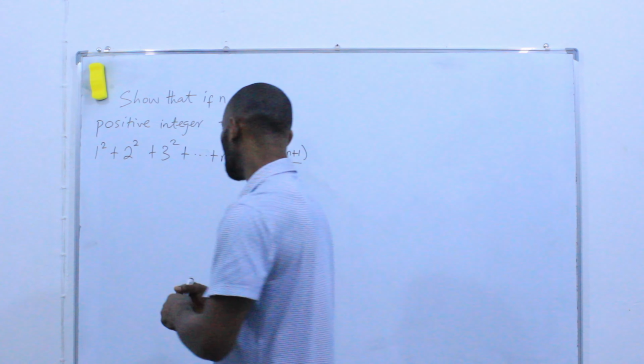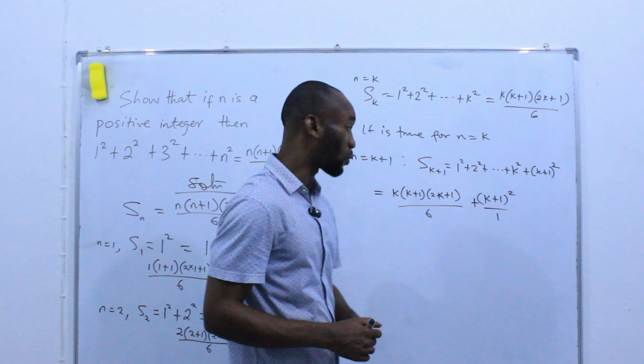The simple thing we are going to do is, what we did here was just to add the k plus 1 term to the partial sum on the left-hand side. So we are going to add the same term we added to the left-hand side to the right-hand side. And then we simplify. Then all I need to do is to simplify the right-hand side so that I'll get an expression that is true for k plus 1.